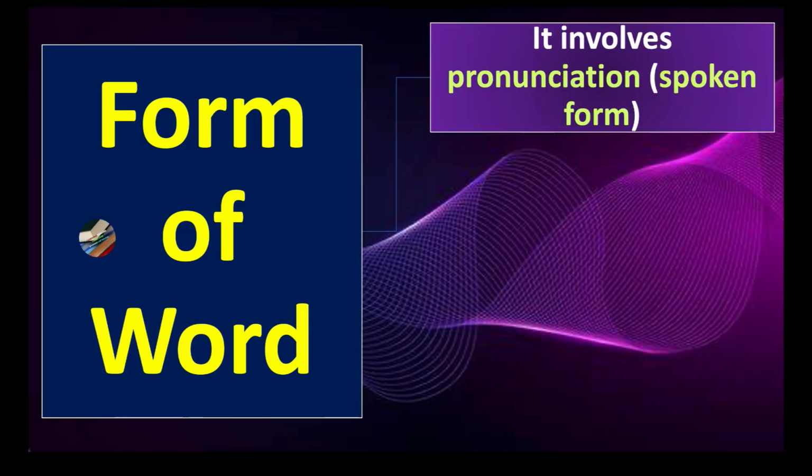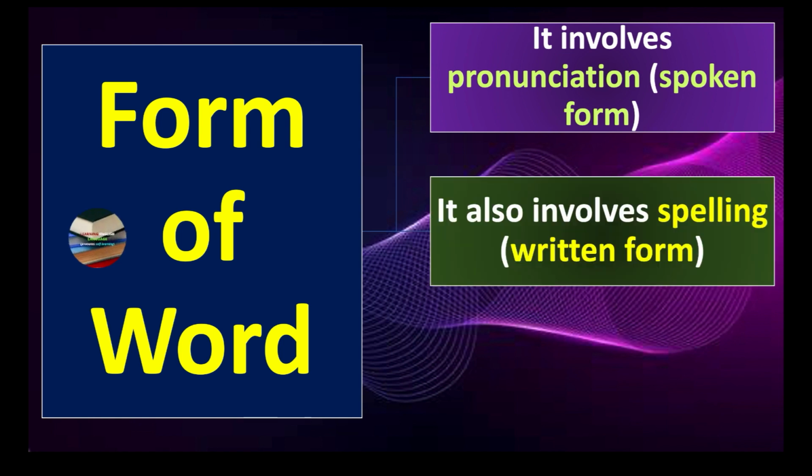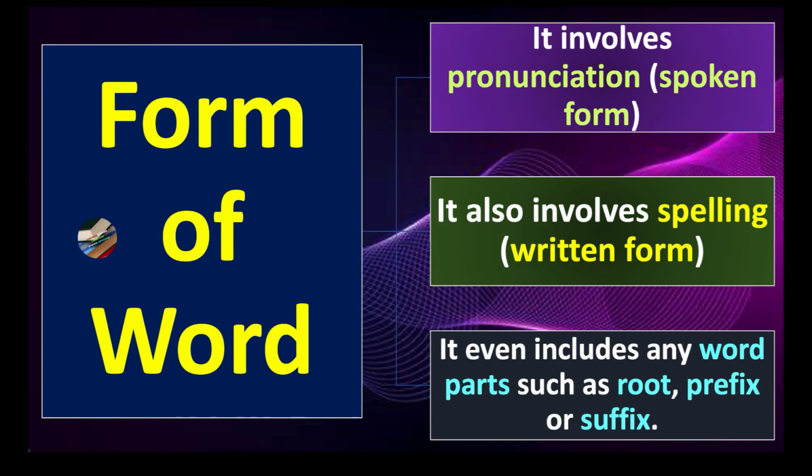It involves pronunciation, a spoken form. It also involves spelling, a written form. It even includes any word part such as root, prefix or suffix. So form of a word consists of pronunciation, spelling, as well as any other word part which may be root, prefix or suffix, and together they make up the form of a word.